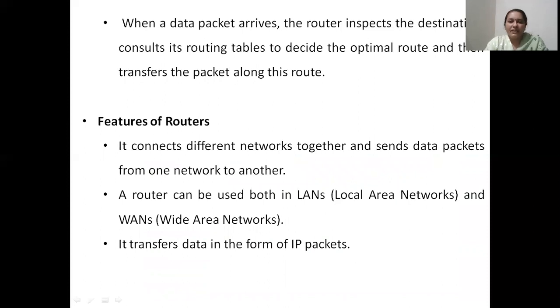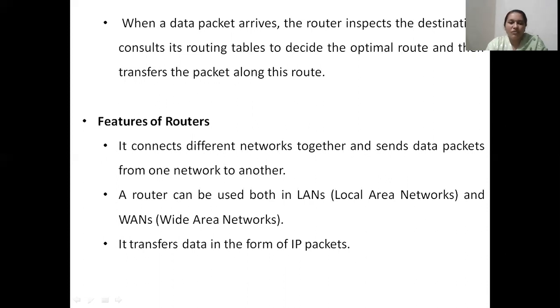When a data packet arrives, the router will inspect the destination by checking the IP address. The packet will contain the IP address of the destination. Seeing that address, the router will consult its routing table, which contains all possible paths to reach that particular destination node. Out of these routes, the optimal route will be selected and the packet will be transmitted along that route by the router.